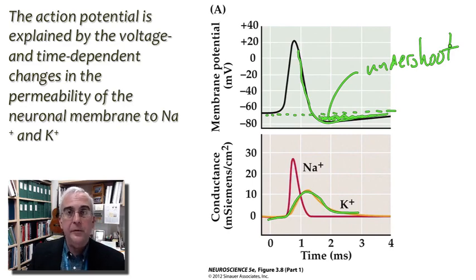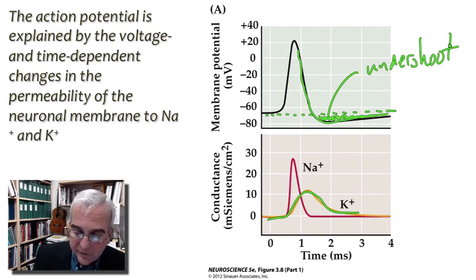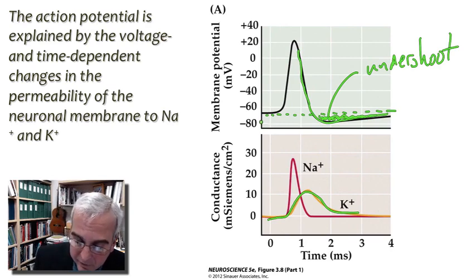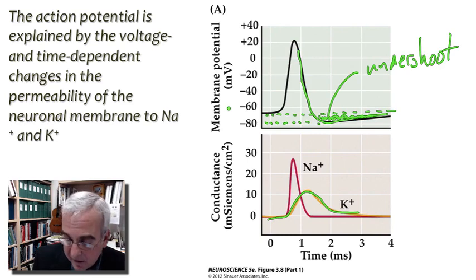Now, when we first considered the ionic basis of the action potential in principle, it was sufficient to say that the resting membrane potential is approximated by the Nernst equilibrium potential for potassium. Now we can state that that's not exactly the case. The Nernst equilibrium potential for potassium is actually much closer to the nadir of this undershoot.